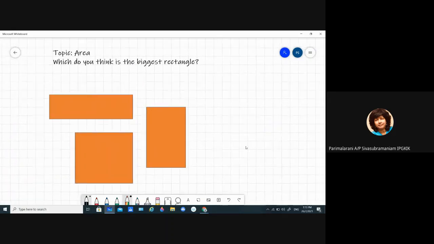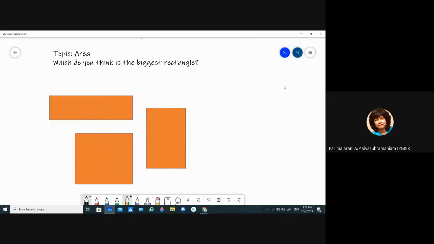Supposing we're teaching about areas, and you want the student to tell you which is the biggest rectangle. If you give them a problem solving question like this, the first thing you can ask them is to do estimation. They can estimate the length of this, maybe 7 centimeters, and this one maybe 2 or 3 centimeters. So maybe this is 21 square centimeters.